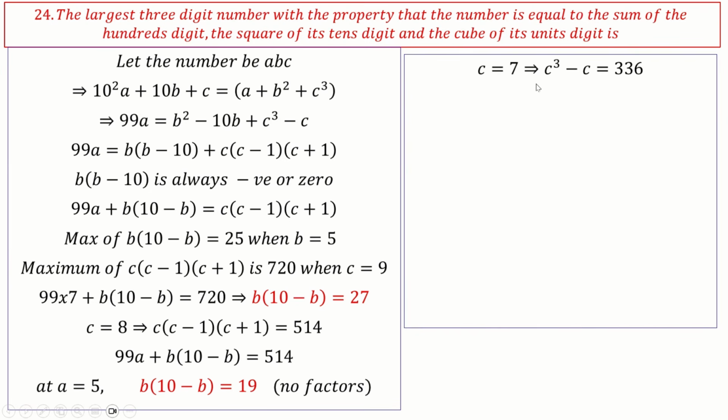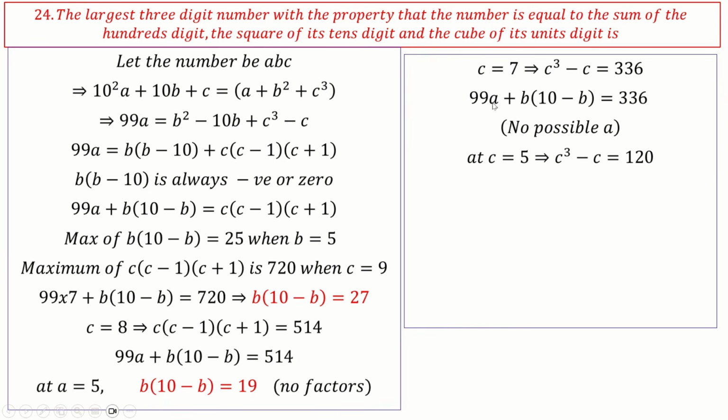Now C equal to 7, you take, C cube minus C is 336. So 99A plus B into (10 minus B) equal to 336. So you take A as 3 approximately, correct? And you cross check, you will not get any possible solution for this one also. Okay, you keep trying, this is a counting method, right? Finally, at C equal to 5, C cube minus C equal to 120. So 99A plus B into (10 minus B) is 120.